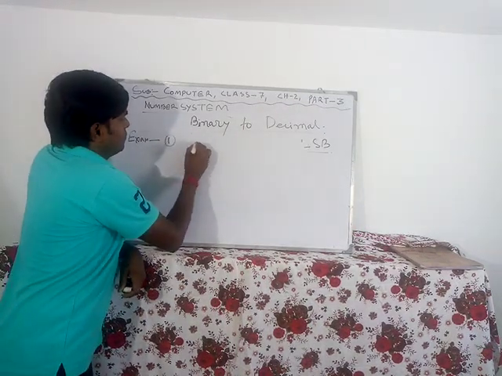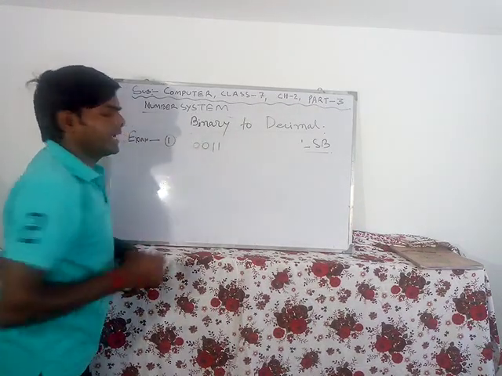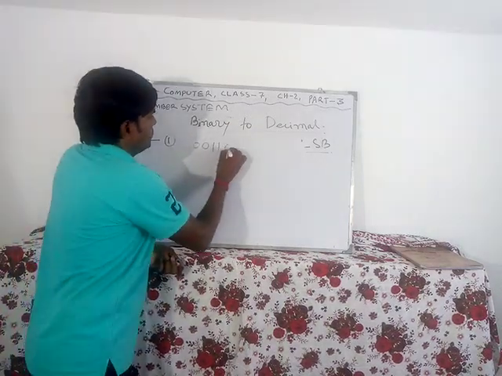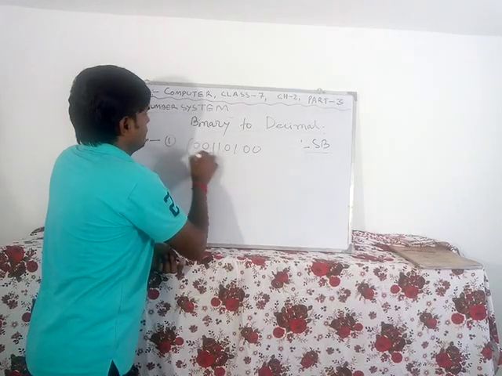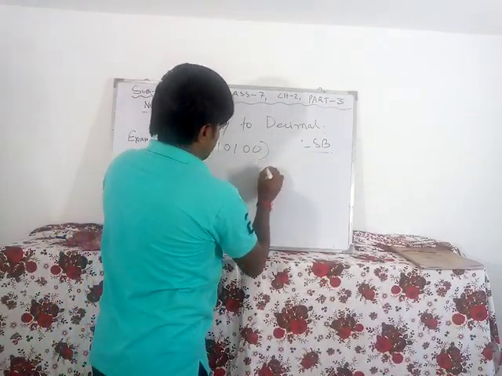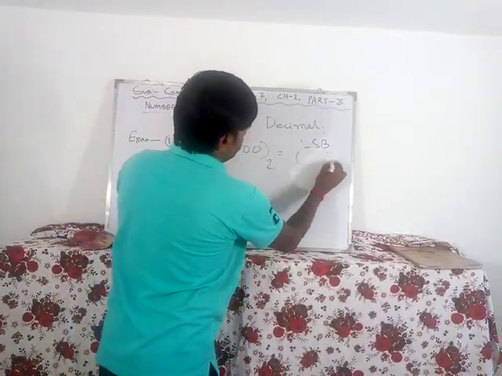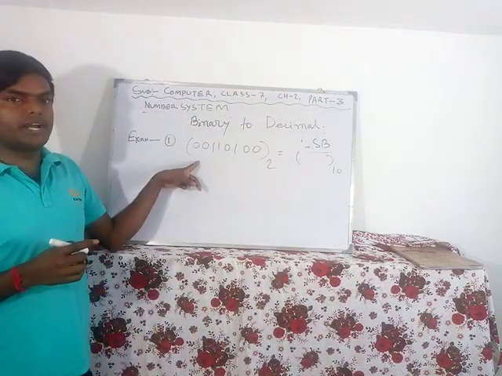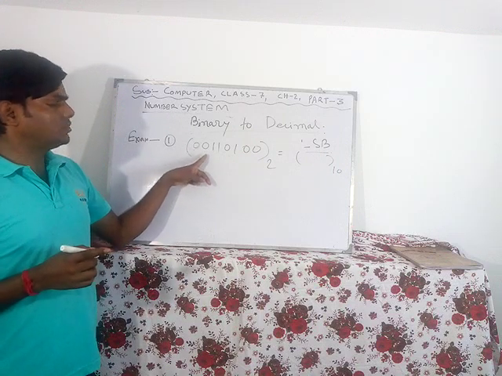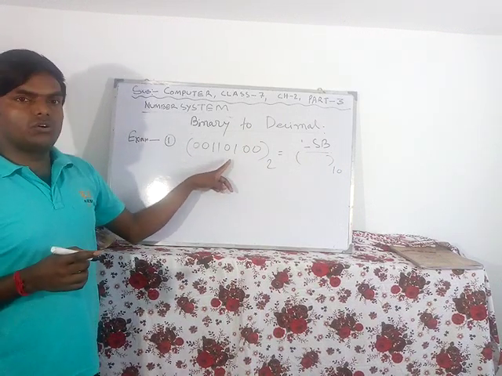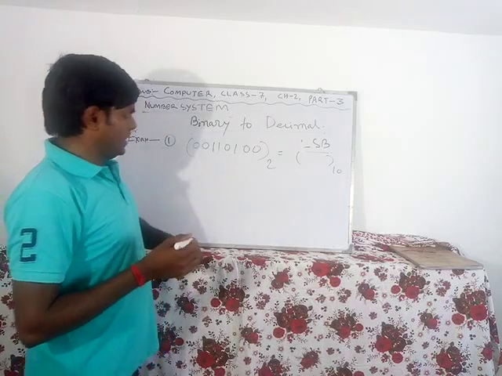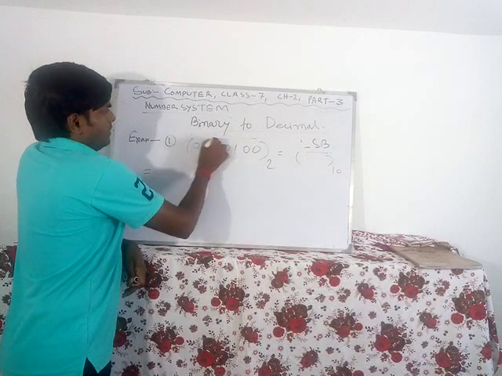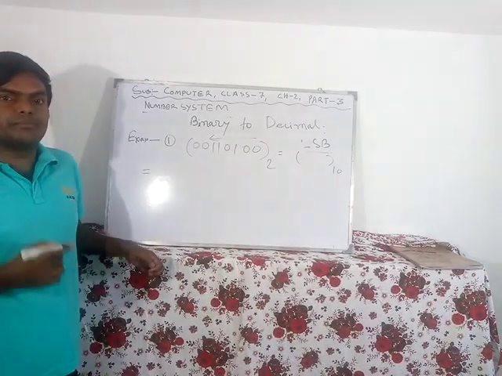Suppose the number is 0 0 1 1 0 1 0 0. We will convert this binary number to decimal. Clear? The same method we will apply, LSB mode.